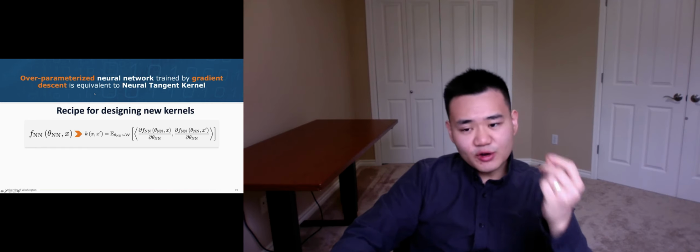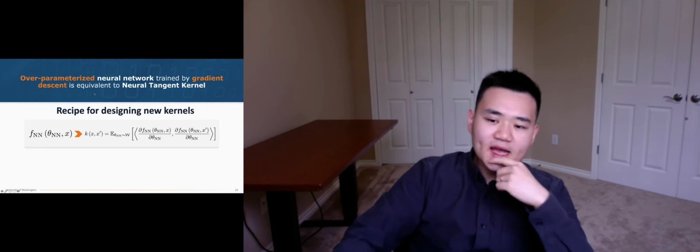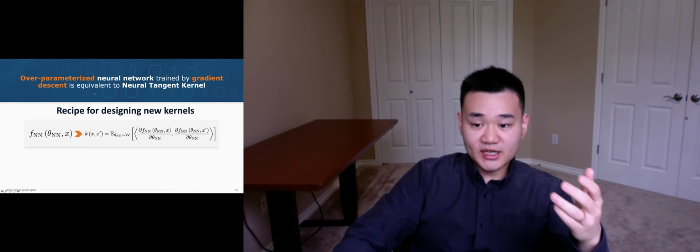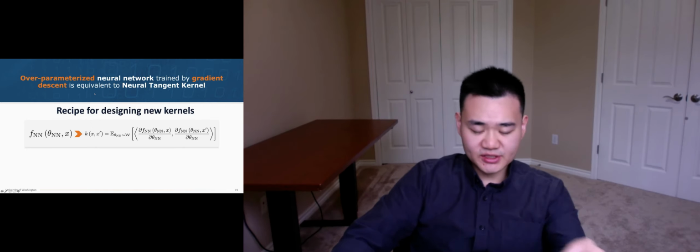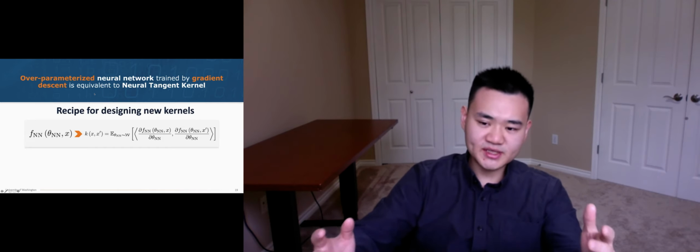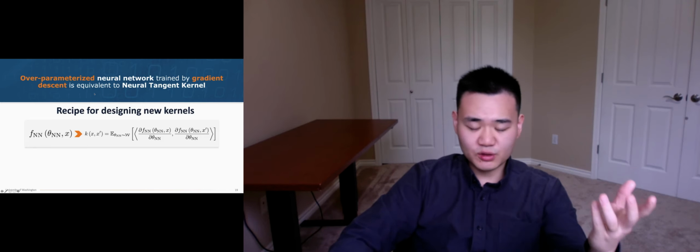And this equivalence is also useful for designing new kernels. Let's say you give me any neural network architecture, I can give you a neural tangent kernel formula, and this formula you can compute explicitly. There's a dynamic programming approach to compute this neural tangent kernel explicitly, so you can use it directly for kernel regression or kernel support vector machine.